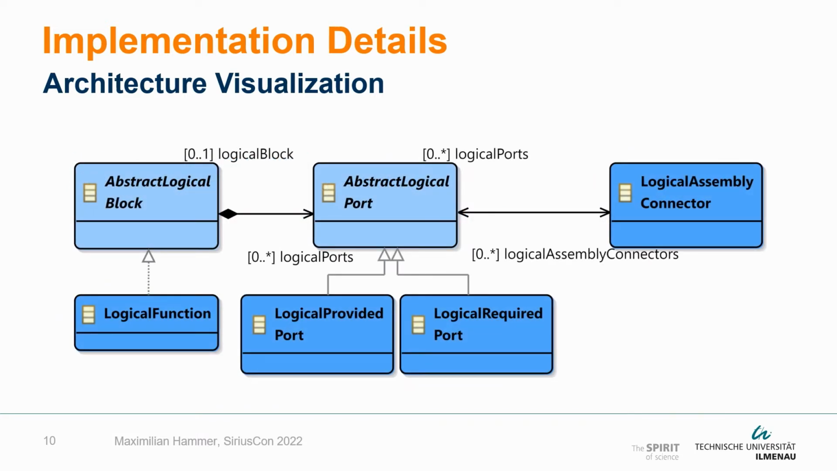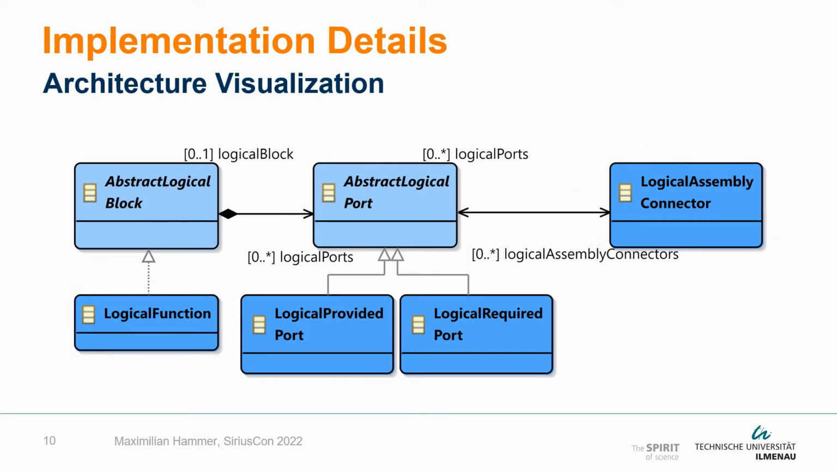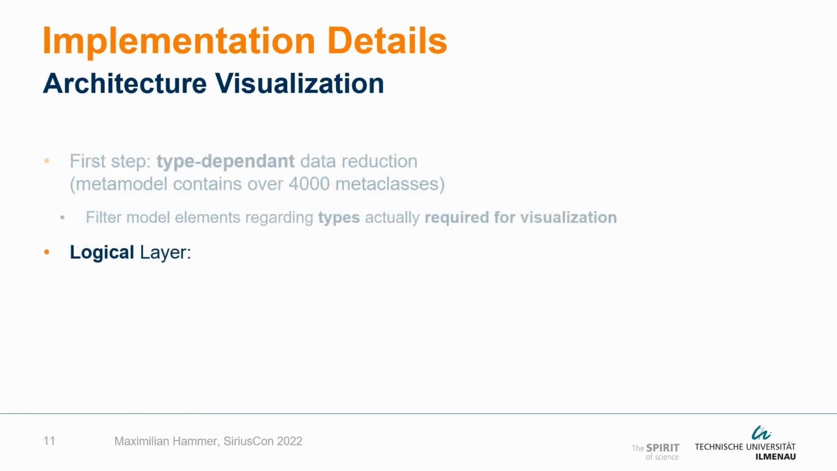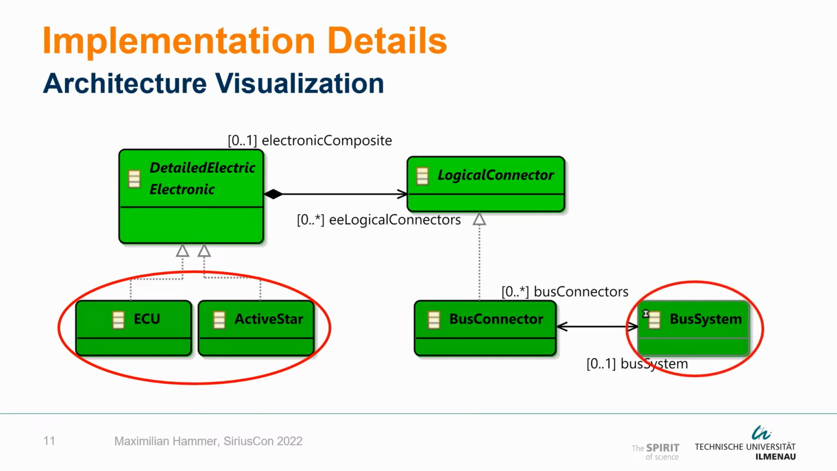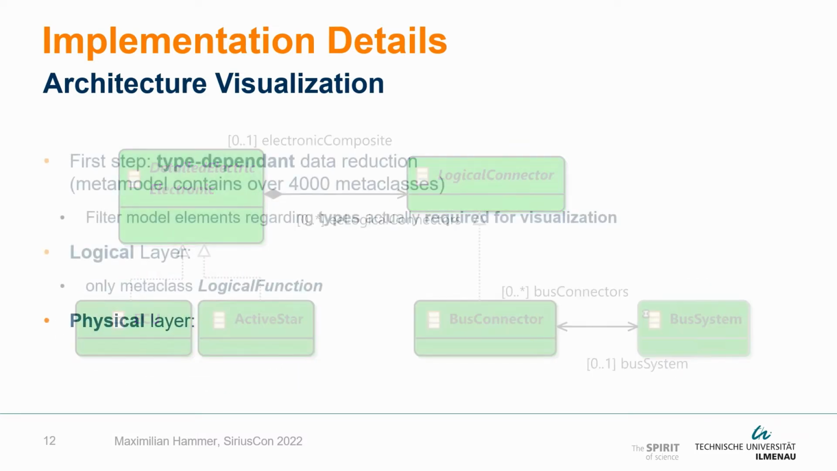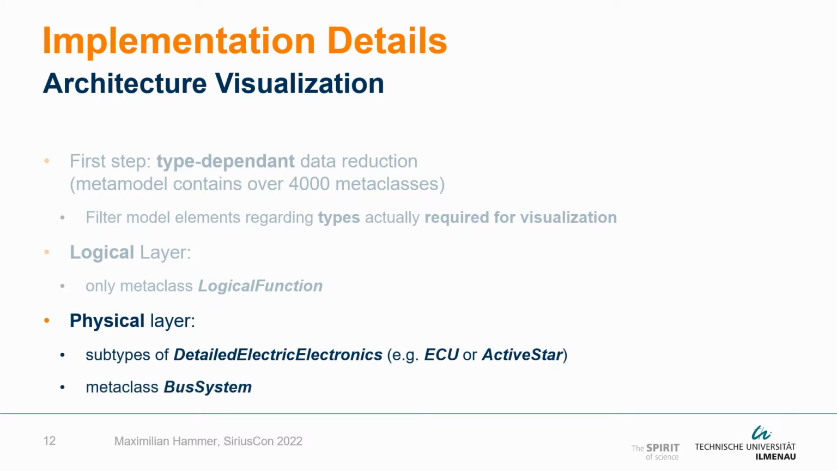On the level of logical architecture, we are basically looking at logical functions, which are connected via so-called logical assembly connectors. Regarding the proposed use case, it is sufficient to visualize only logical functions. On the level of hardware architecture, we are looking at electronic components like ECUs or active stars that can be connected via different bus systems. As we are interested in visualizing and later on analyzing hardware topologies, such electronic components as well as the bus systems that connect them should be visualized.